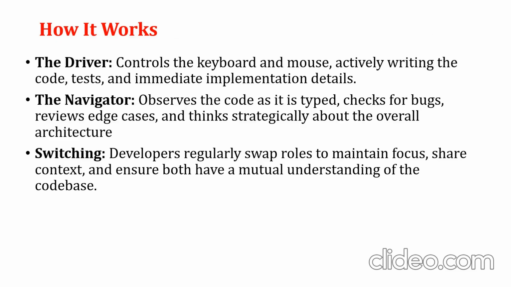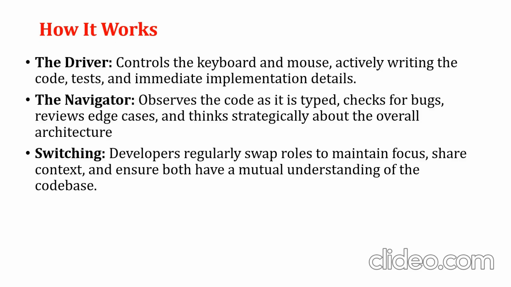How pair programming works. Now let us understand how pair programming works in practice. The first role is driver, the second role is navigator, the third one is switching. The driver controls the keyboard and mouse and actively writes the code. The driver focuses on immediate implementation details and may also write tests.